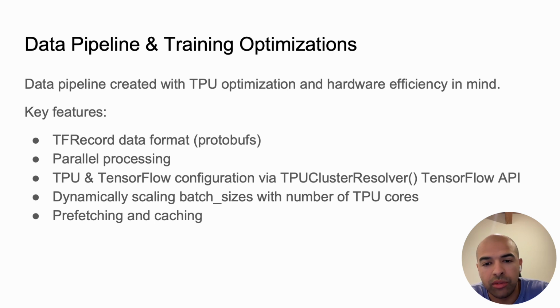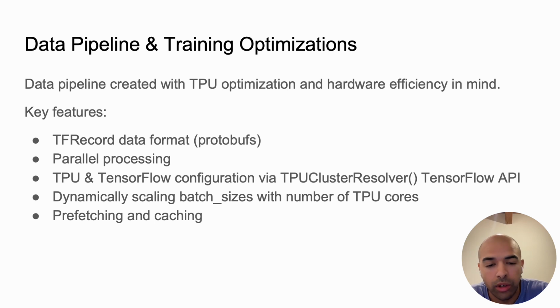Some key features of the pipeline are utilizing the TF record data format, which is a data format offered by TensorFlow. Under the hood, it uses protobufs, which is a way of serializing data into binary format, which makes it a lot easier to do batch loading and batch processing. It also cuts down on the size of data, so that's very helpful when you're working with large data sets and large data types like images.